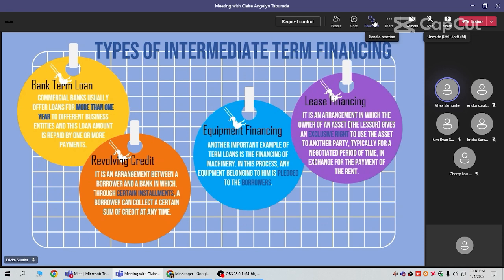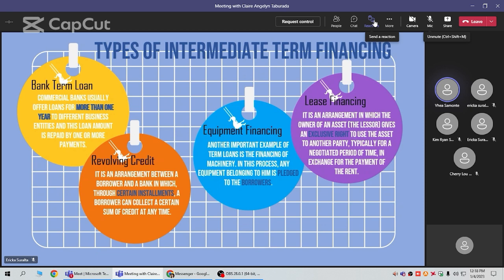Equipment financing. Another important example of term loans is the financing of machinery. In this process, the equipment belonging to the borrower is pledged. These loans are usually obtained for more than 1 year, so these credits are called term credits.